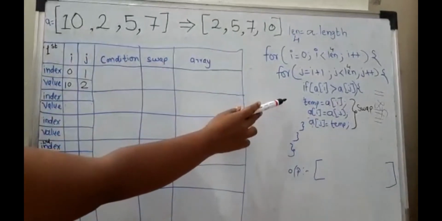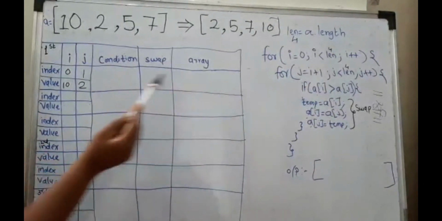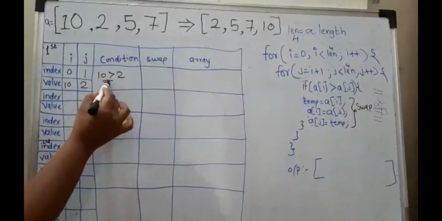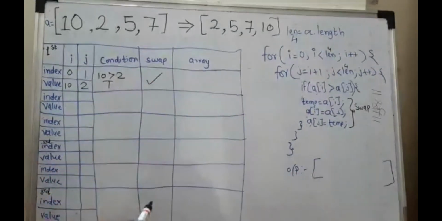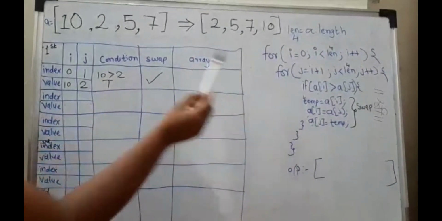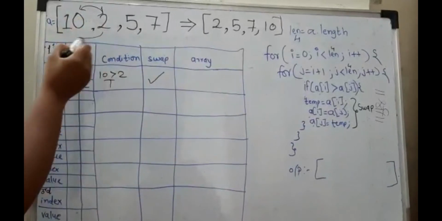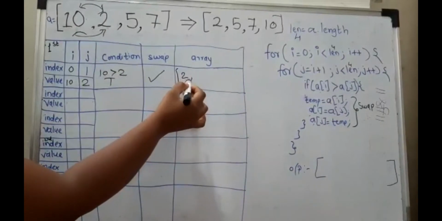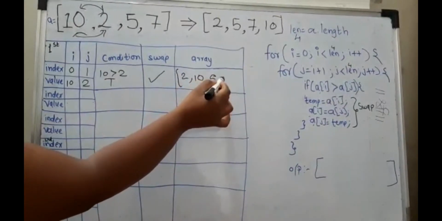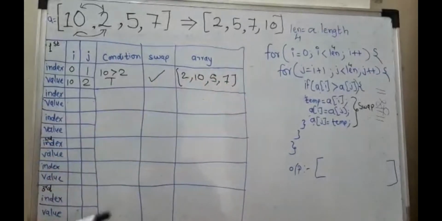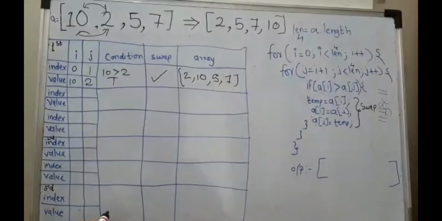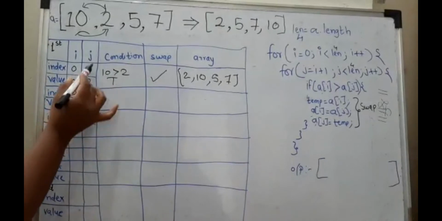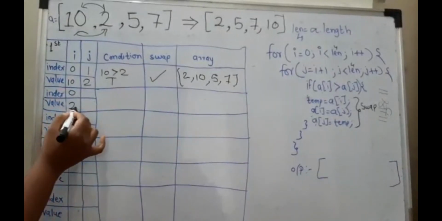Now we check the condition. If a of i is greater than a of j, that means 10 is greater than 2. So our condition is true and we have to swap those values. We know the logic of swapping. Here the swap will happen, that is, we change the position of both. So now our array is 2, 10, 5 and 7. Now we have to refer to this latest array. So again our j gets incremented. Now i is at the 0th position and our 0th value is now 2.